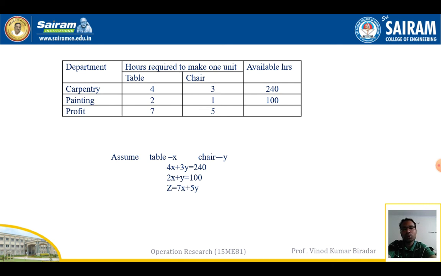Now how to formulate? This was the objective and decision making. The second part is the constraints. Consider the table symbol as x and the chair symbol as y. Write 4x plus 3y less than or equal to 240, and 2x plus y less than or equal to 100. Now the maximum profit is z maximum equal to 7x plus 5y. This is the solution for the given problem. They may ask you only these two lines, and you will get a 10 mark question.